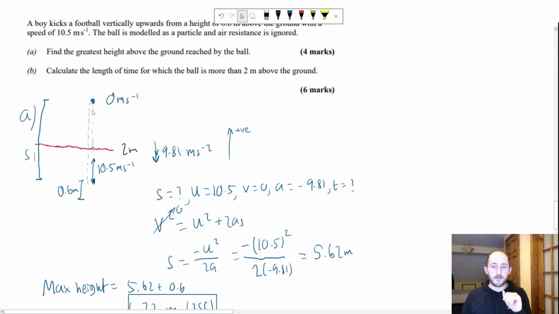So that means it's going to be above 2 meters for 1 whole second, because at time t equals 0.5 seconds it goes above it. At time 1.5 seconds it starts to go below it. So the difference in those times will be how long it spent above 2 meters.